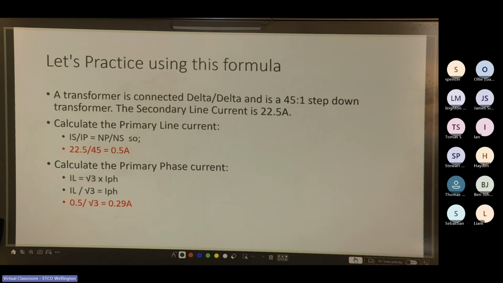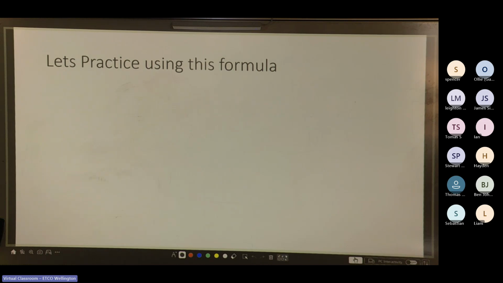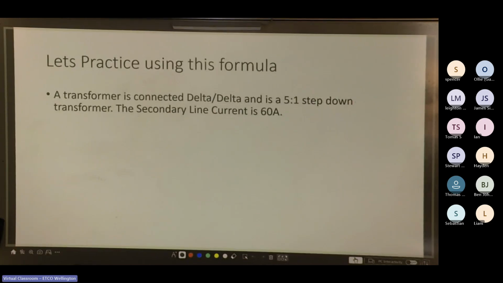I'm going to do at least 3 examples, and then at the end, I'm going to do a more complicated one. So a transformer is connected delta-delta, and it's a 5-to-1 step-down transformer, and we know the secondary line current is 60 amps. Calculate the primary line current.